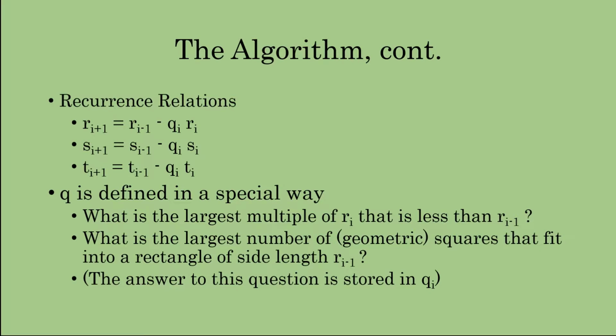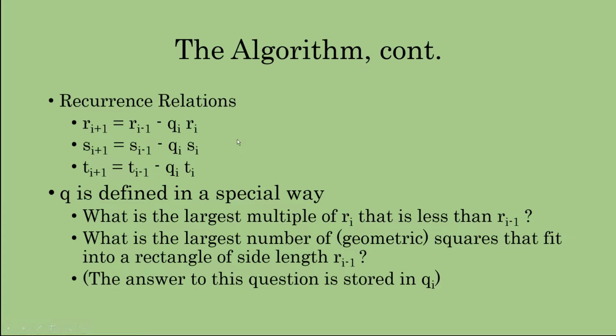So we have these recurrence relations that define the values in our sequences. And you'll note that Q is defined in a very special way. Generally speaking, Q sub I you can find by answering some specific questions. For instance, what is the largest multiple of R sub I that is less than R sub I minus 1?